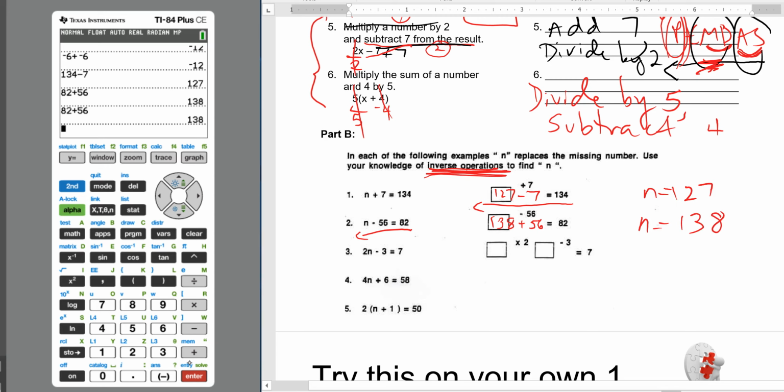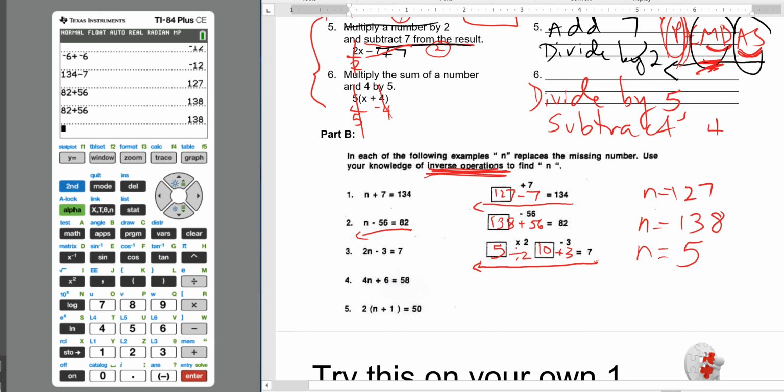Okay, in number 3, you're going to see there are 2 steps. So we know we want to work with this backward, and we want to undo the last step first. So instead of minus 3, we're going to use the inverse plus 3. 7 plus 3 gives us 10. And then continuing back to the beginning, the inverse of times 2 is divided by 2. 10 divided by 2 is 5. So n must be 5. We can always plug it in place of n and see that it in fact works.